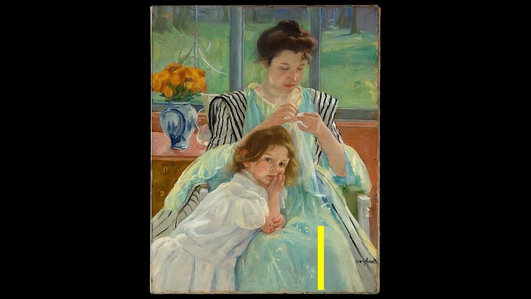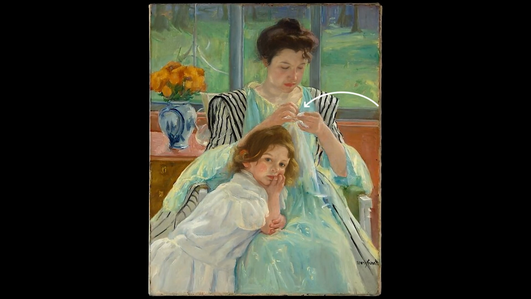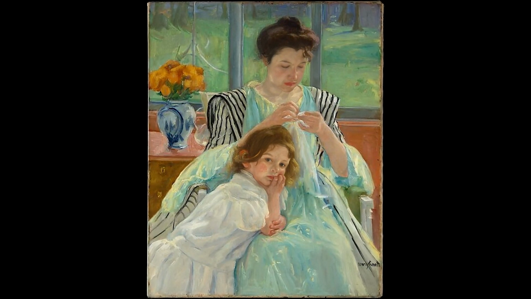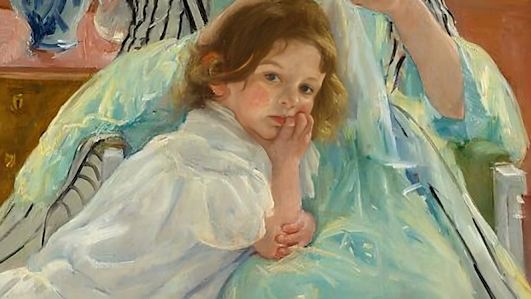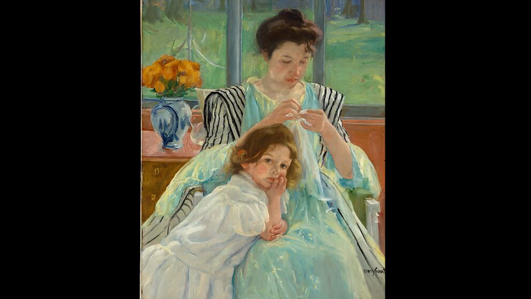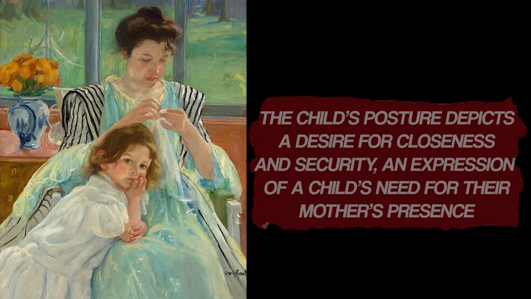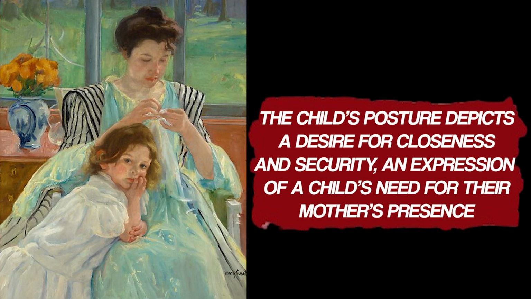In this work, Cassatt depicts a mother engaged in the domestic chore of sewing, while beside her, a young child stands, leaning gently against her lap. This simple image speaks about the bond they share. The child's posture depicts a desire for closeness and security, an expression of a child's need for their mother's presence.